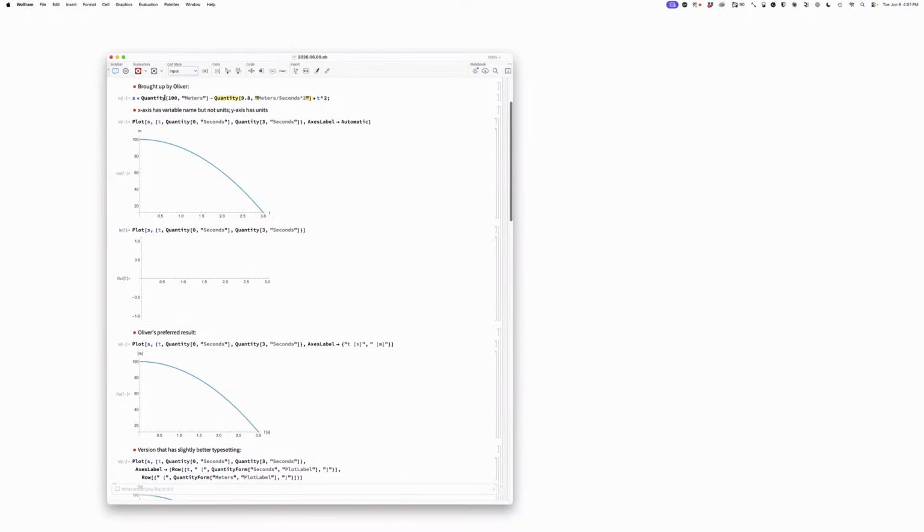Oh God, I wish you wouldn't do things like say S equals. It's going to mess up the whole session, but whatever.